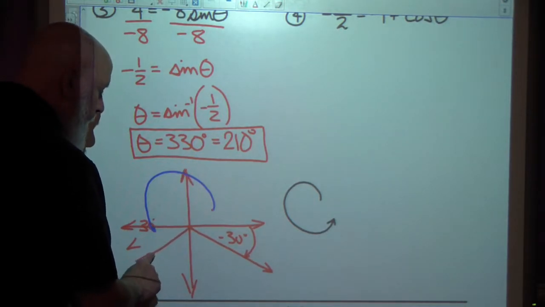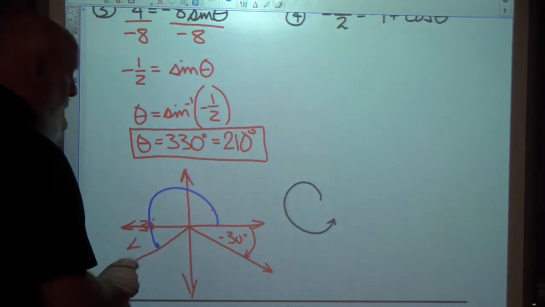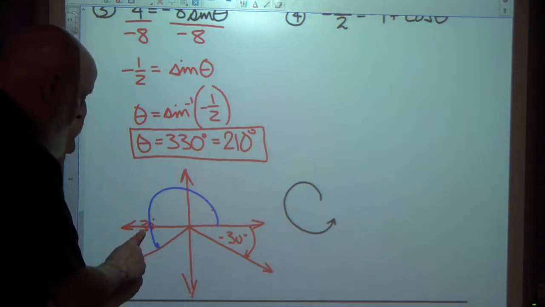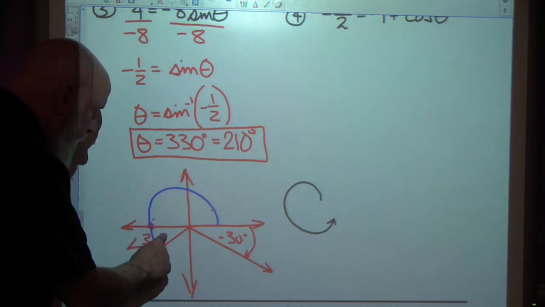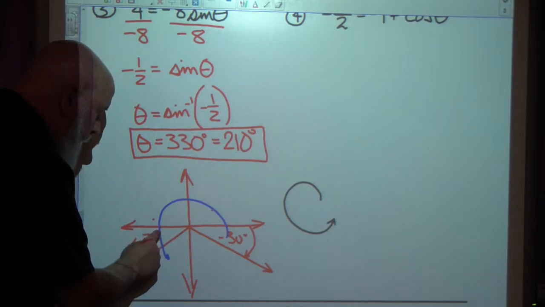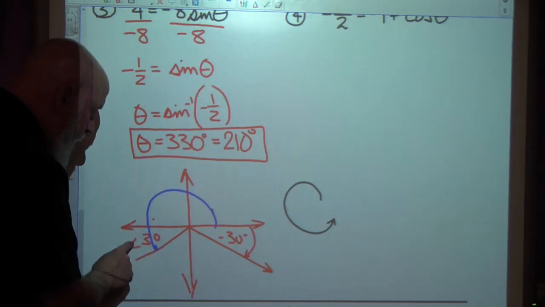We've done reference angles and coterminal angles and all that sort of stuff, so hopefully that makes sense.